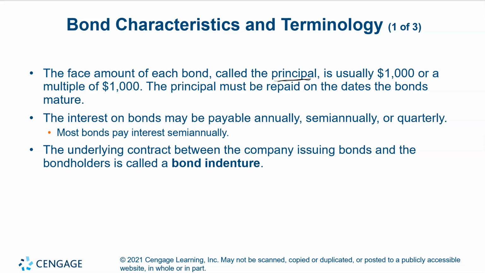This is the amount that we have to pay back at maturity. So it's usually 1,000 or a multiple of 1,000s. The principal must be repaid on the dates the bonds mature. The interest on the bonds may be paid annually, semi-annually, or quarterly. Most bonds pay semi-annually, and every bond that we do in this chapter will be paid semi-annually, which means twice a year. The contract between the company that issues the bonds, that's the side that we'll be on, and the bond holders, that's who we issue it to, that contract is called the bond indenture.